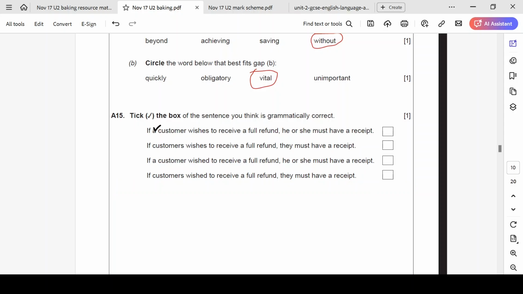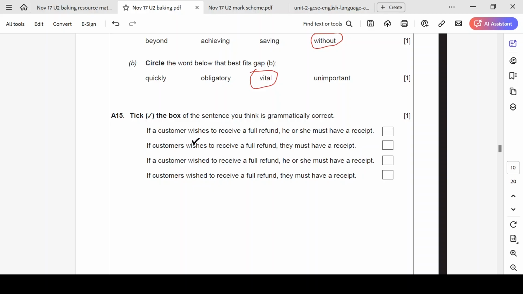So if a customer wishes to receive a full refund, he or she must have a receipt. Notice that I'm reading it slowly. Obviously, you have to read it in your head in the exam. You could read it under your breath, as long as you don't make too much noise, but you could sort of whisper the words under your breath. That feels okay to me. If a customer wishes to receive a full refund, he or she must have a receipt. I like that. I think that could well be the answer, but I'm going to check the other three just in case there's one that works even better.